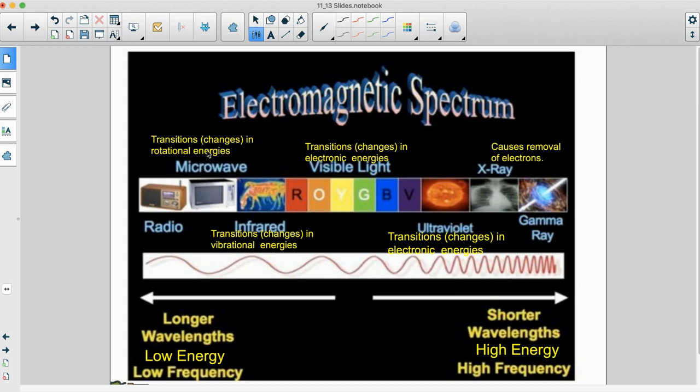So here I've labeled the different types of light with the types of transitions that can occur. The rotational energies can change using microwave light. Infrared light can cause transitions in vibrational energies. Visible light can cause transitions in electronic energies through the absorption of visible light, and UV radiation can cause transitions in electronic energies as well. X-rays and gamma rays basically cause complete removal of electrons from atoms.